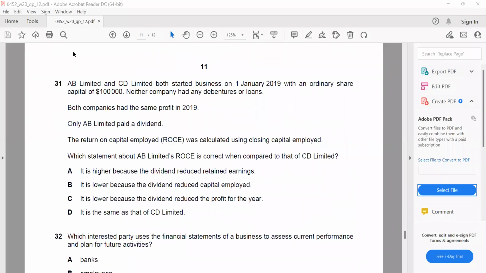31. AB Limited and CD Limited both started business on 1st Jan with the ordinary share of 100,000. Neither company has any debt, debenture or loan. Both companies have the same profit. Only AB Limited pay a dividend. The return on capital employed was calculated using the closing capital employed. So ROCE is the profit over the capital plus non-current liability.